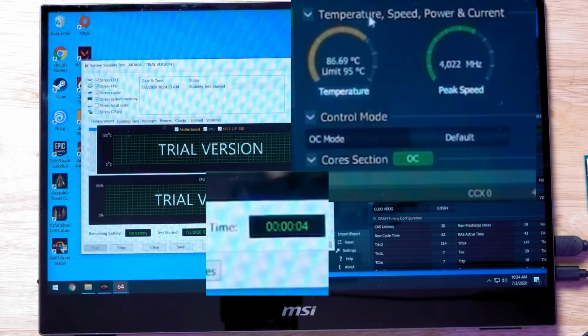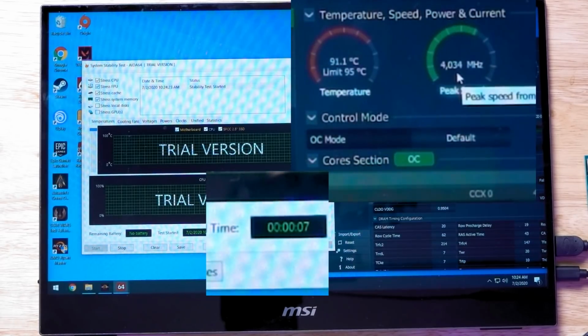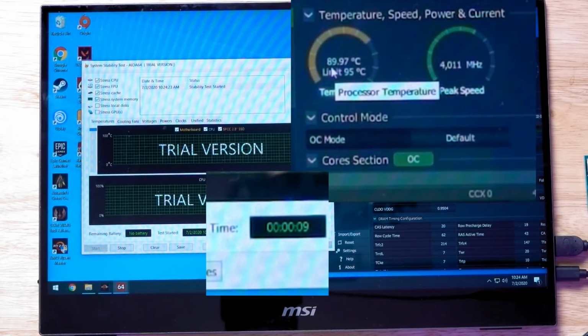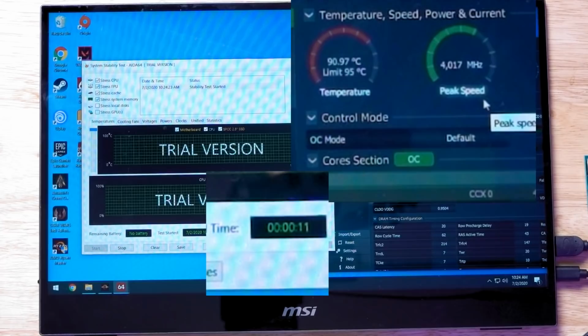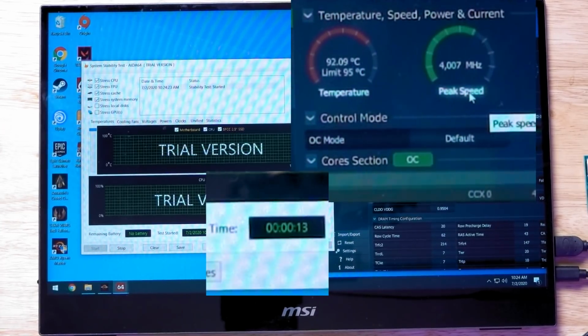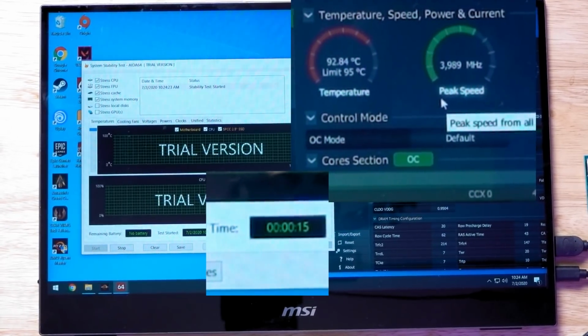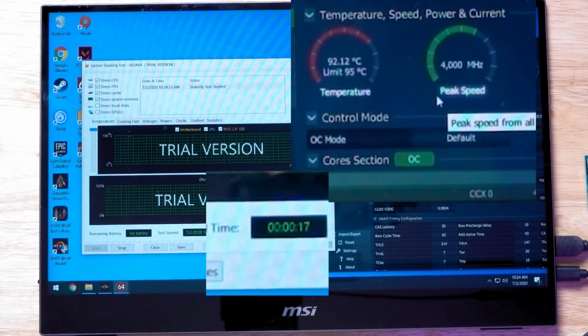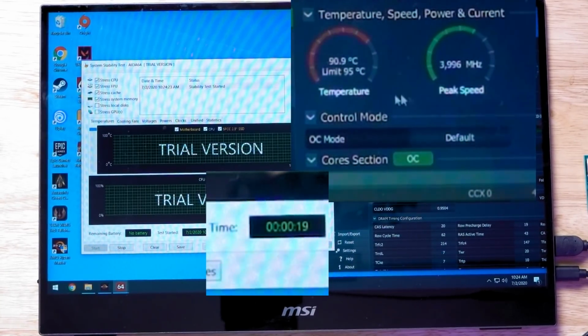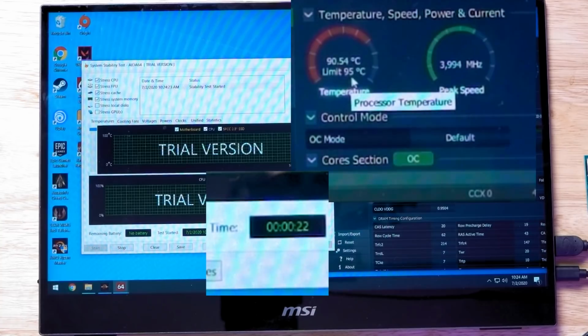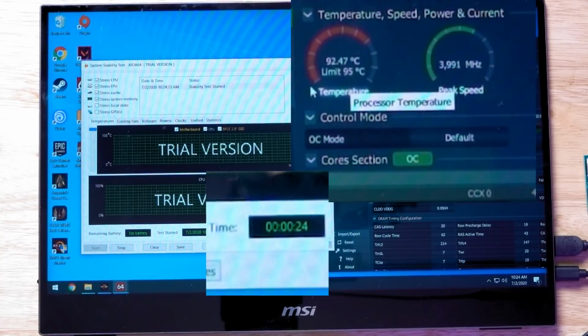85, 86. We're still over 4 gigahertz, but we're at 90 degrees Celsius. If we drop below 4 gigahertz, we're gonna start losing some clocks. I think the base clock on this chip is 3.6 gigahertz, so once we drop below that, we know we're definitely thermal limiting. But yeah, we're bouncing between 89 and about 93 degrees right off the bat.